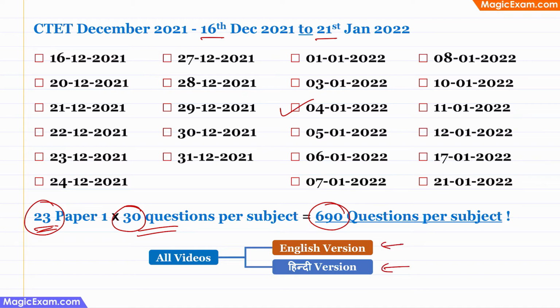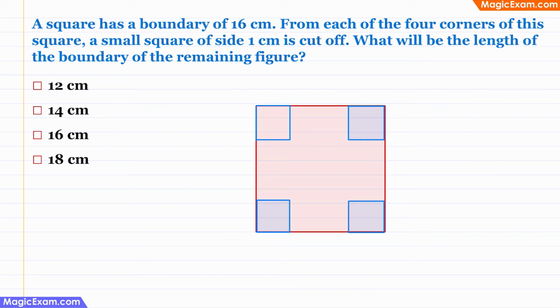So let's get started. A square has a boundary of 16 centimeter. From each of the four corners of the square, a small square of side 1 centimeter is cut off. What will be the length of the boundary of the remaining figure?